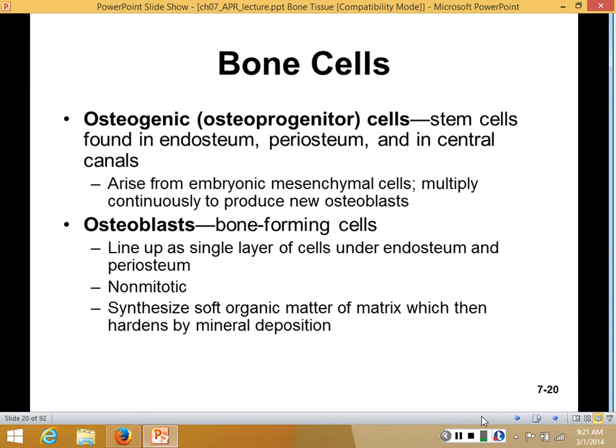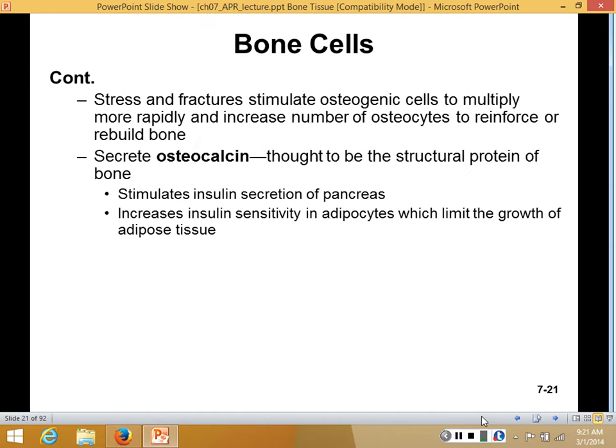If you look on page 209 of your textbook under osteoblasts, as I stated earlier, stress and fracture stimulate your osteogenic cells to multiply more rapidly and quickly generate increased numbers of what? Osteoblasts, which reinforce or rebuild what? Bone. There's a hormone associated with the osteoblasts as well. This is something new they put in this textbook; it was not in the edition before this one. It's osteocalcin, responsible for increasing the amount of insulin in the pancreas.